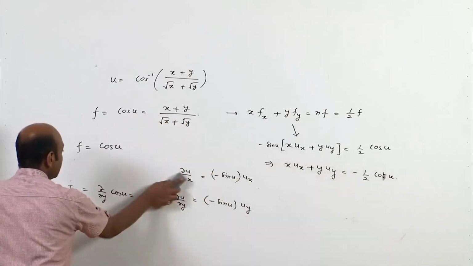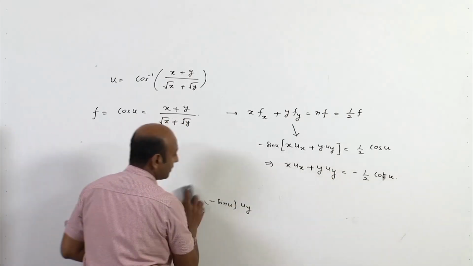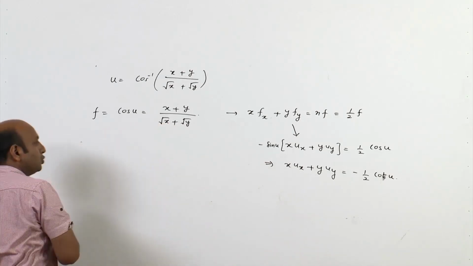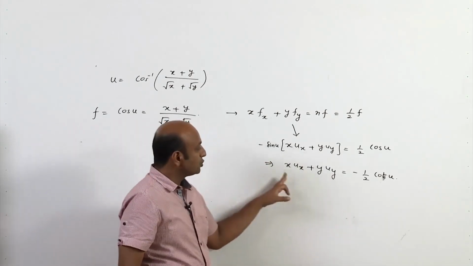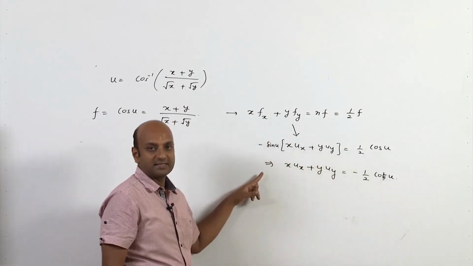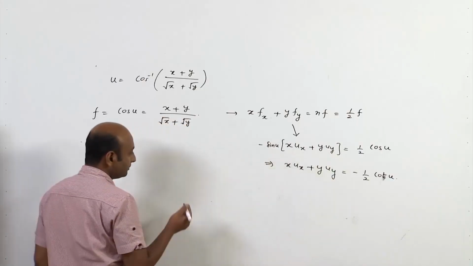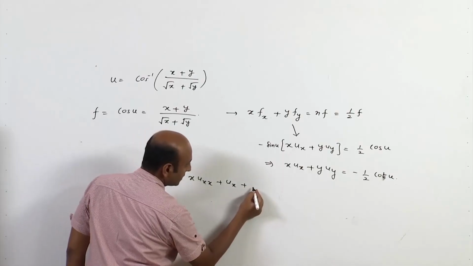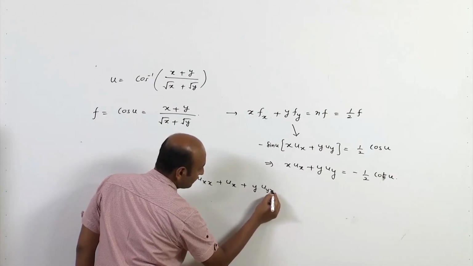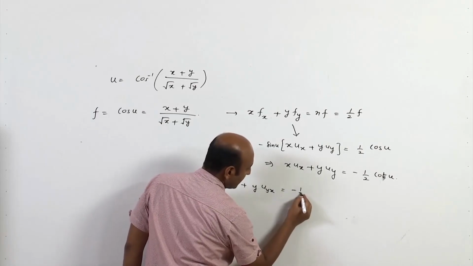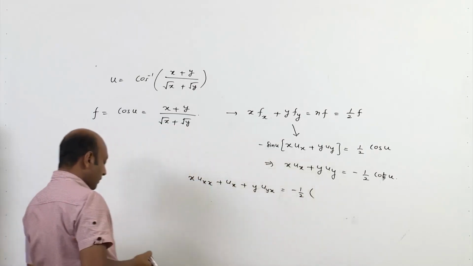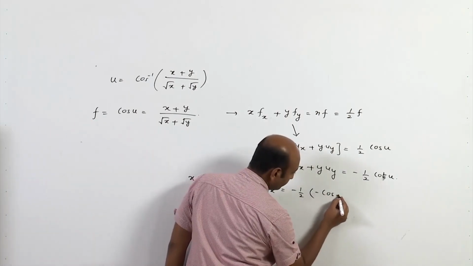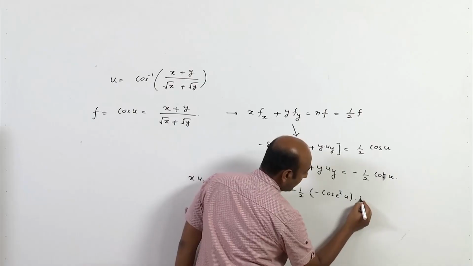Again, suppose you want to find out x square u x x plus y square u y y plus 2 x y u x y for this problem. So, you differentiate both sides with respect to x partially. So, what will you obtain? x u x x plus u x plus y u y x is equal to minus 1 by 2. Now, the derivative of cot is minus cosec square u, and u again, that is u x.